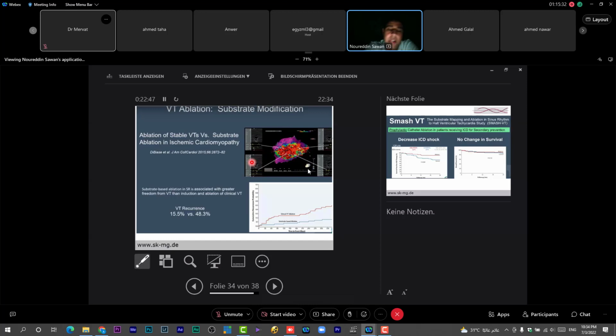So we have here a trial from DiBiase, and he compared ablation of stable VT, so activation mapping, to substrate modification in ischemic cardiac disease. Those patients who had undergone substrate ablation had less VT recurrence than patients who had undergone activation mapping.